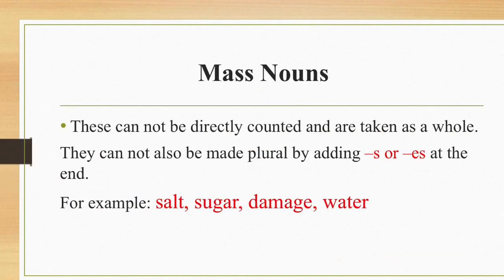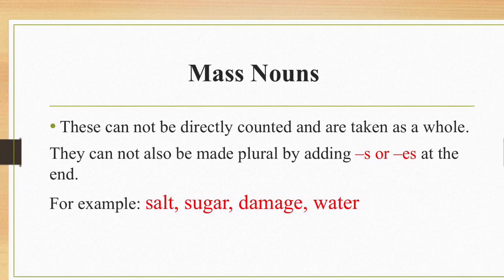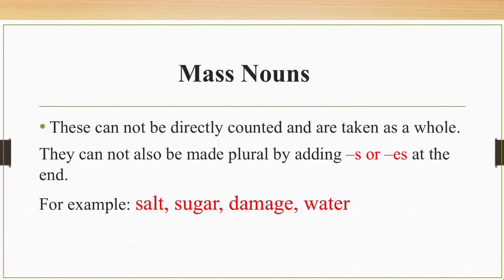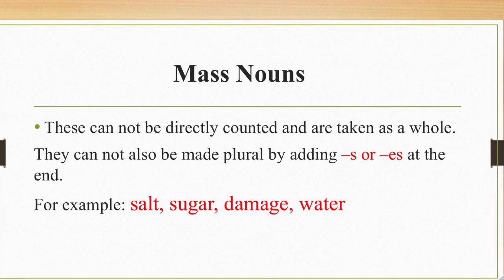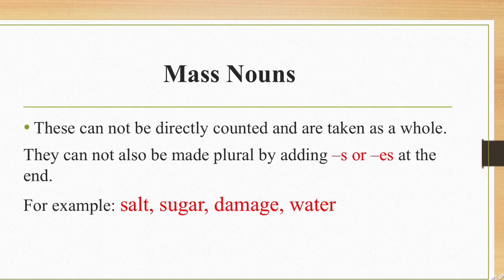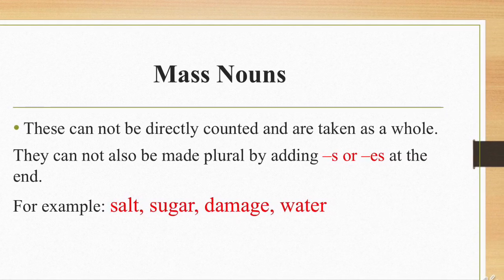Number 3. Mass nouns. These cannot be directly counted and are taken as a whole. They cannot also be made plural by adding s or es at the end. For example, salt, sugar, damage, water.